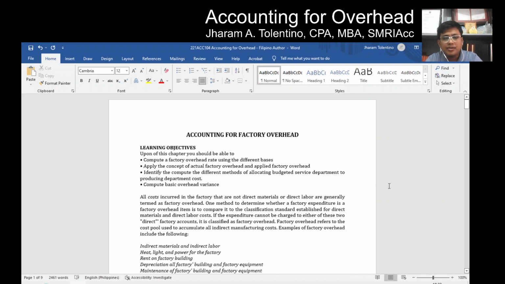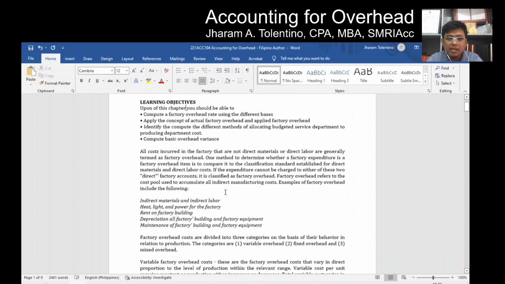Okay? So, our learning objectives upon the end of this chapter, you should be able to compute for the factory overhead rate using the different bases, apply the concept of actual factory overhead and applied factory overhead, identify the computation of different methods of allocating budgeted service department costs to producing department costs. And then, syempre lastly, compute the basic overhead variance. Although, yung variance analysis natin nasa managerial accounting naman na yan.